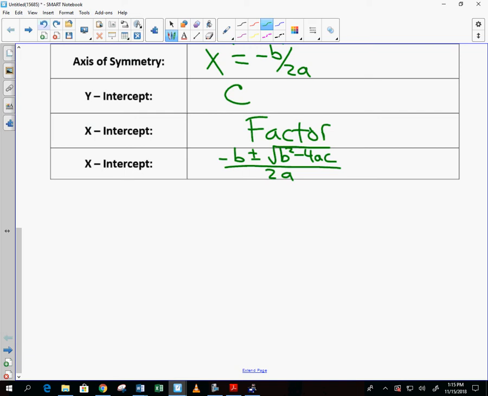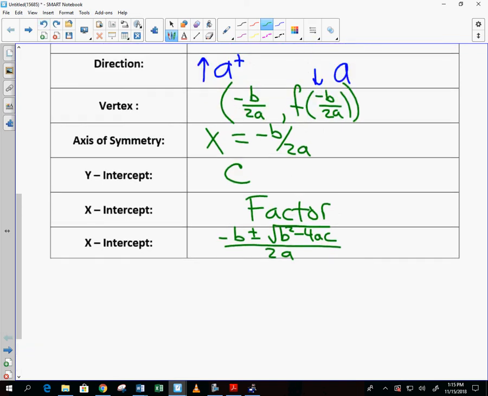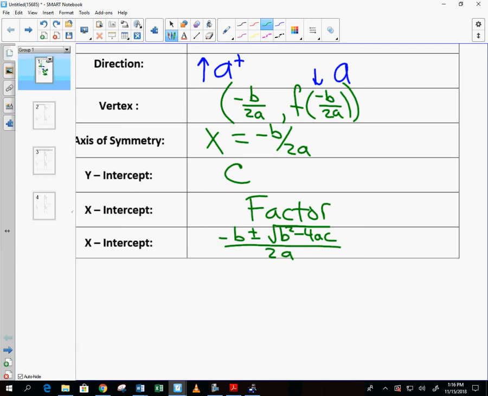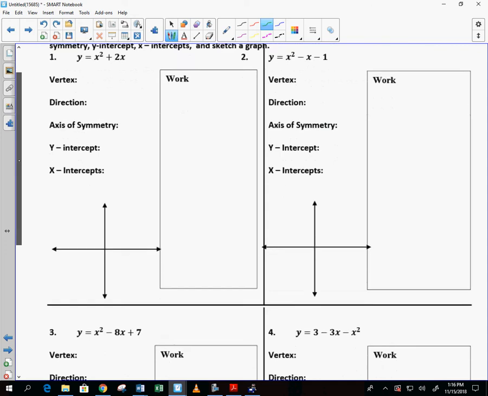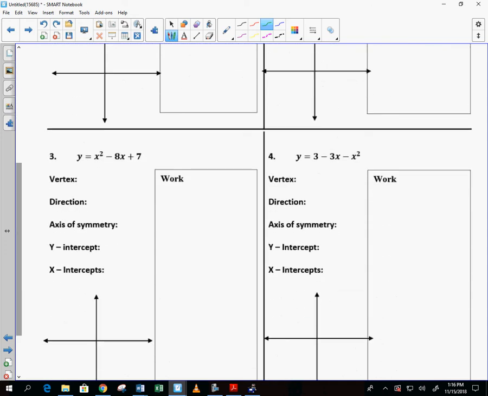We're going to put all those together. Okay? There were times in your previous classes you guys used to spend 2-3 days working through those. We're going to really roll through 4 problems in one class period today. You guys should hopefully understand it all. Here we go. We have 4 problems. Y equals x squared plus 2x. Y equals x squared minus x minus 1. We've got y equals x squared minus 8x plus 7. And y equals 3 minus 3x minus x squared.